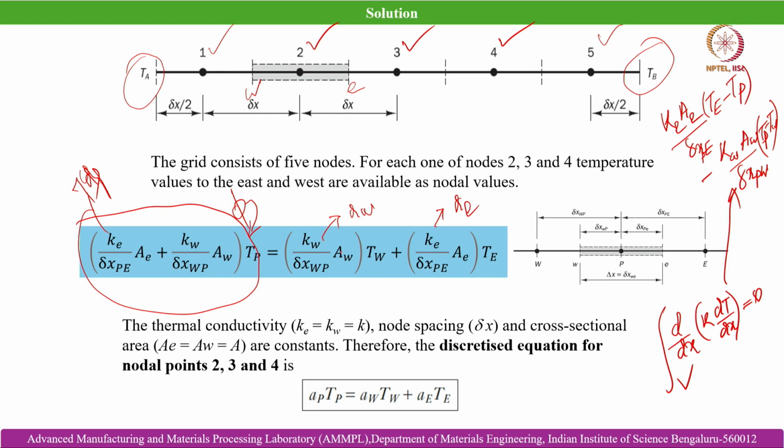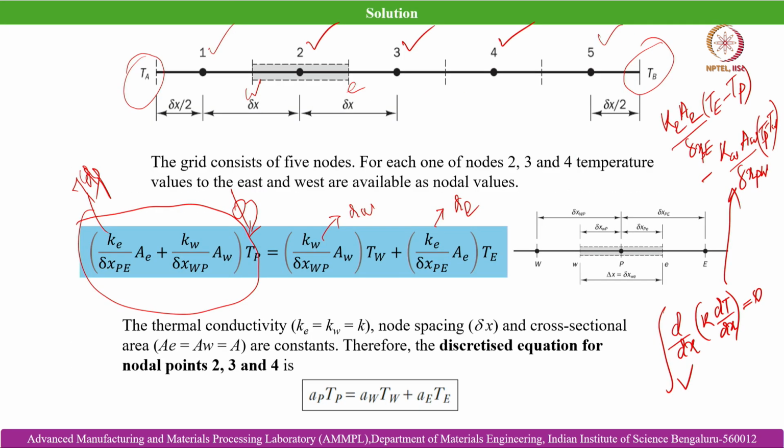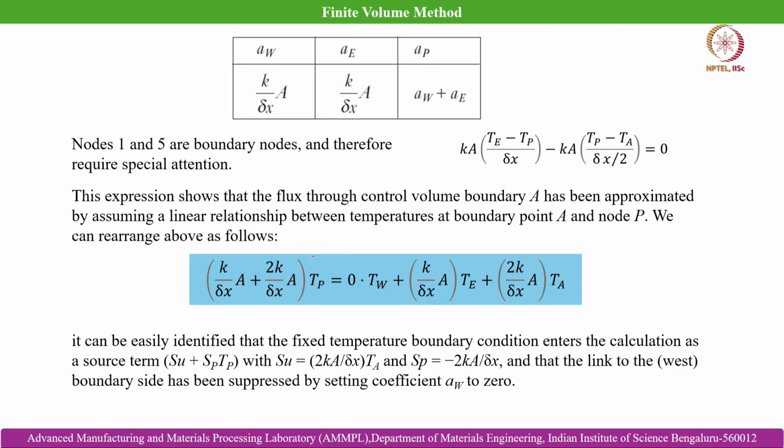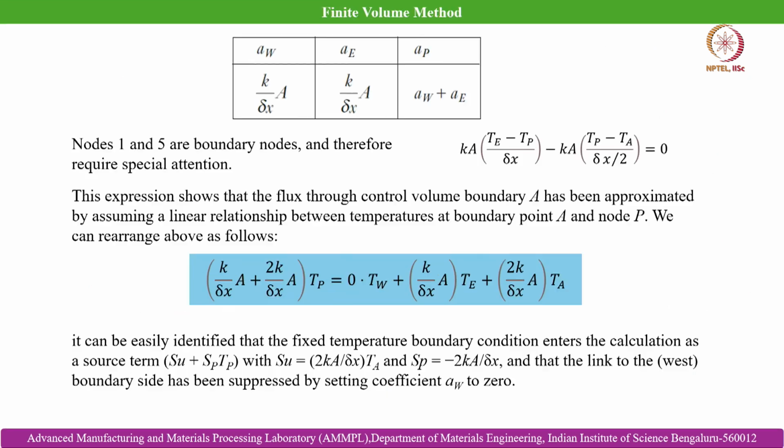So, you can understand from here. This is AW, as I already marked. Here you have to place the value of AW, that is Ka by delta x. As I already mentioned, Kw is equal to K, and delta x WP and delta x PE are all equal to delta x. So, K by delta x into A is AE, and AW again is basically K by delta x into A. So, what is AP? AP is nothing but the summation of AW and AE. That is what is written over here: AP is equal to AW plus AE.